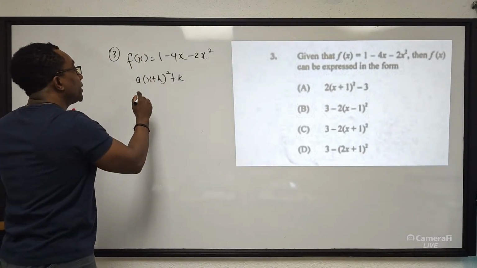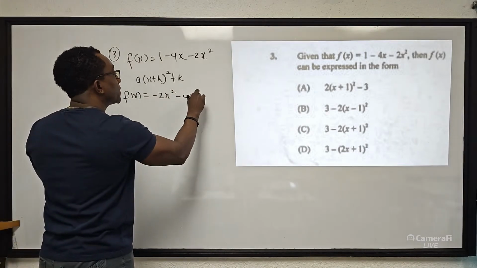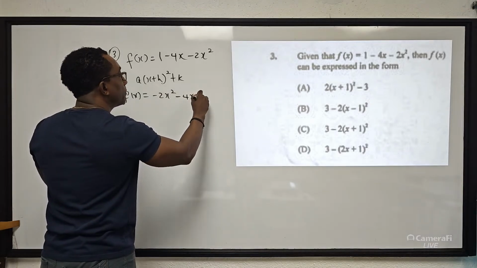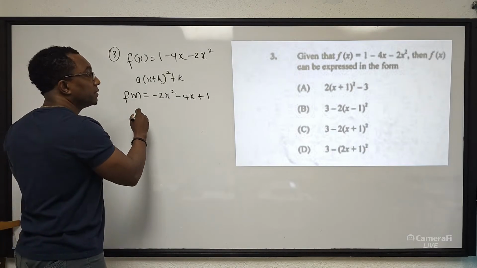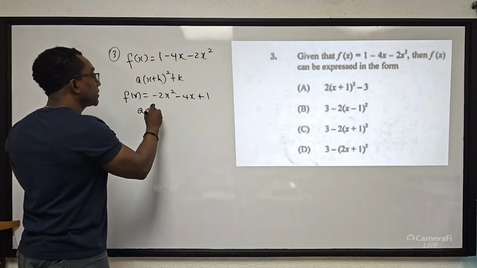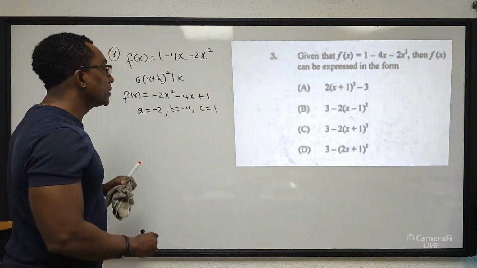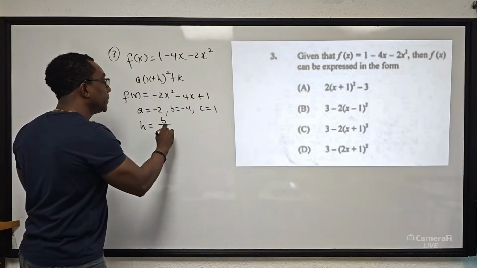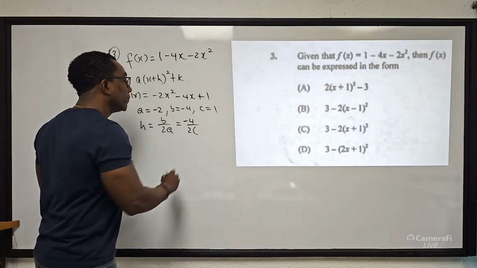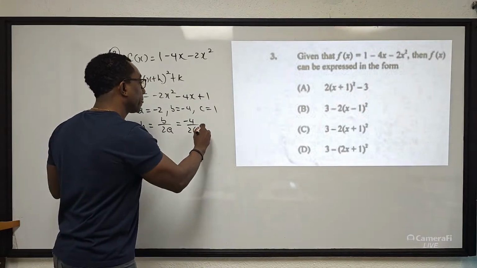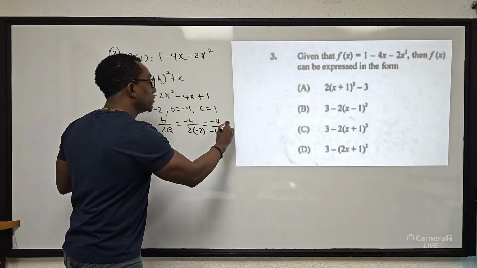So what we can do, we can rearrange, we can write f of x is equal to negative 2x squared minus 4x plus 1. And to complete the square, we always identify what is a, which in this case is negative 2, b which is negative 4, c which is 1. And we know when we are completing the square, h is formed by using the formula b over 2a. We know b will be negative 4 over 2 times a, which is negative 2. So negative 4 over 2 by negative 2 is negative 4, so we're going to get positive 1.